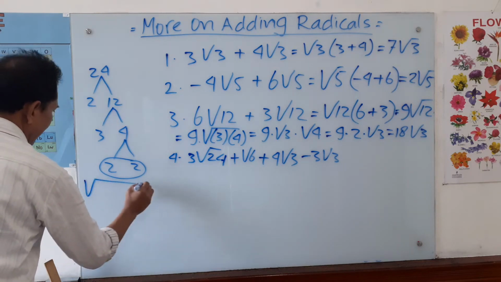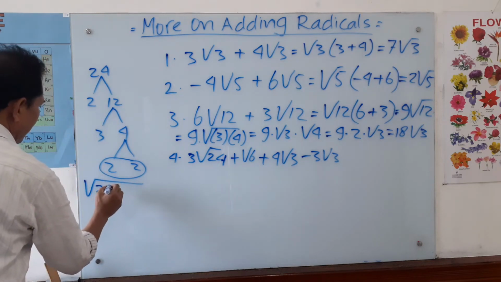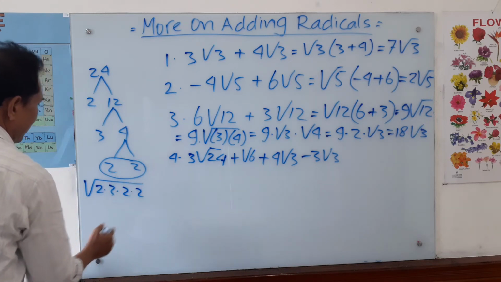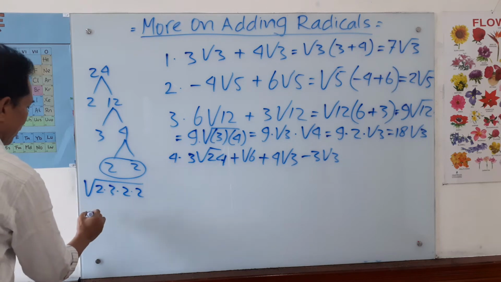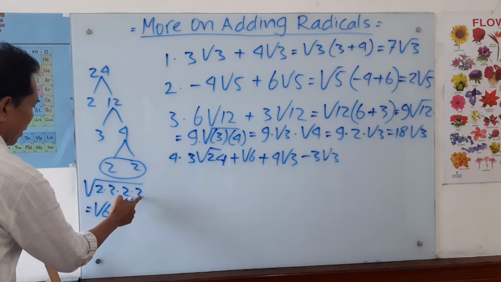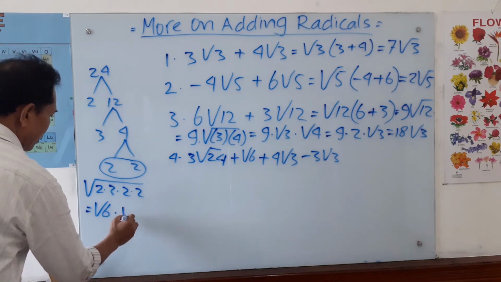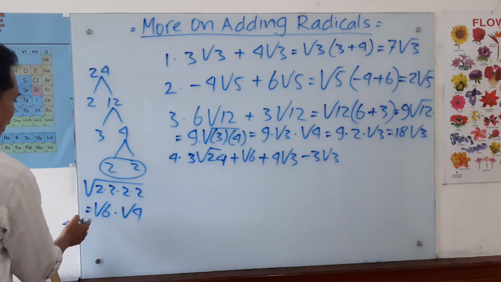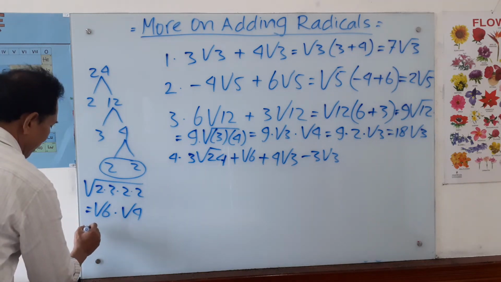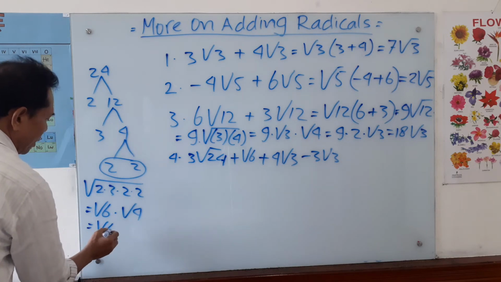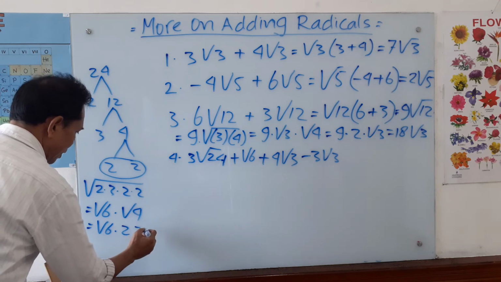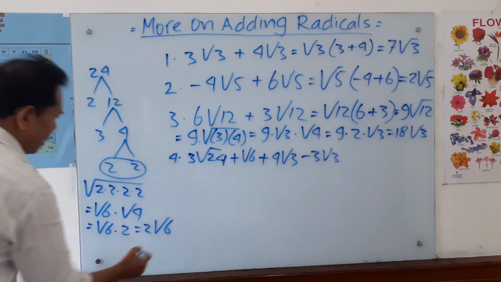So we put 2 here, this 3 we put here, 2 also here, and this 2 also here. Now 2 times 3, square root 2 times square root 3 is square root 6. Square root 2 times square root 2 is square root 4. So we have here square root 6 times square root 4. We cannot break square root 6, so we just leave it. So square root 6 times square root 4 is perfect square, so it is 2 equals 2 square root 6.